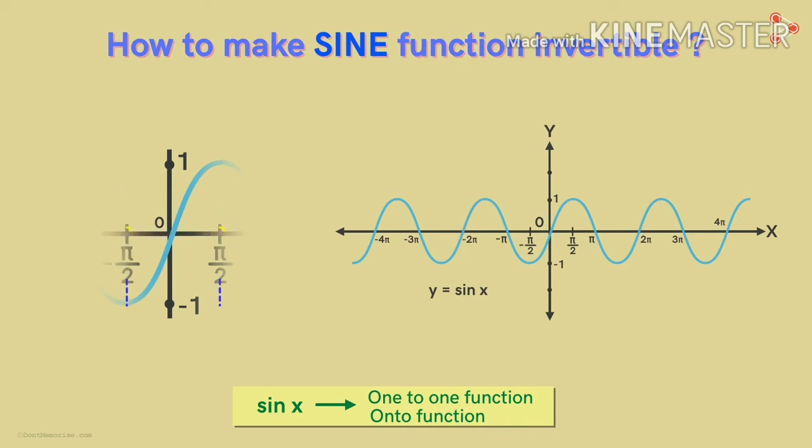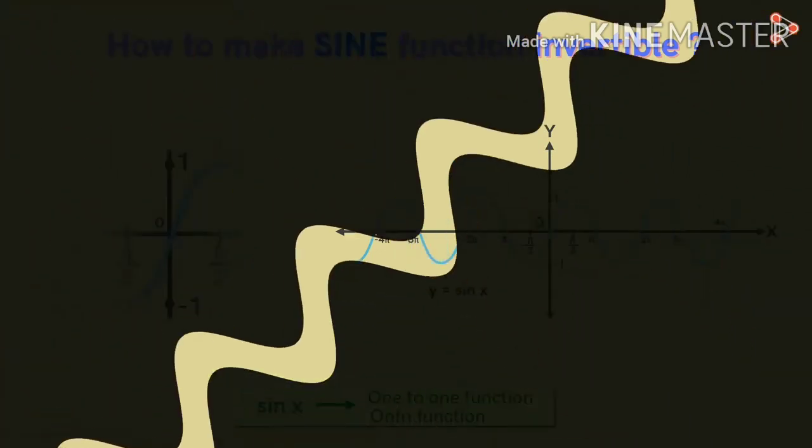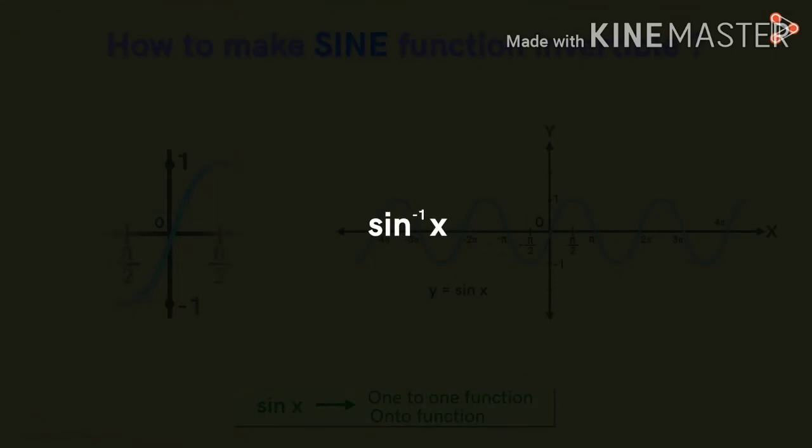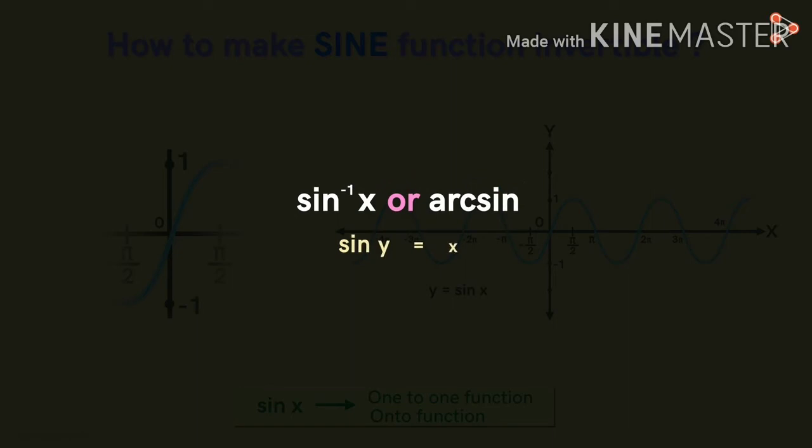Actually, the sine function restricted to any of these intervals is 1 to 1. And therefore, the inverse of sine function exists in each of these intervals. The inverse of sine function is denoted like this. Or it can also be denoted like this. It is pronounced as arcsine. Suppose we have a function sine y equals x. This same thing can also be written as sine inverse of x equals y.